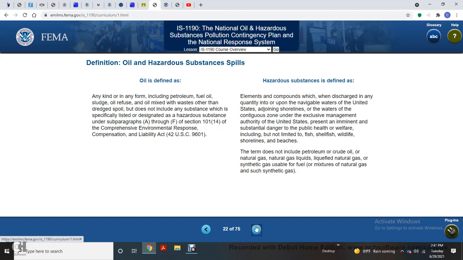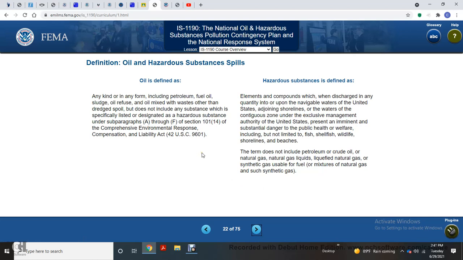Definition of oil and hazardous substance spill. Oil is defined as oil of any kind or in any form, including petroleum, fuel oil, sludge, oil refuse, and oil mixed with wastes other than dredged spoil. It does not include substances specifically listed or designated as hazardous substances under subparagraphs A through F of section 101(14) of the Comprehensive Environmental Response, Compensation, and Liability Act, Title 42 U.S. Code 9601.